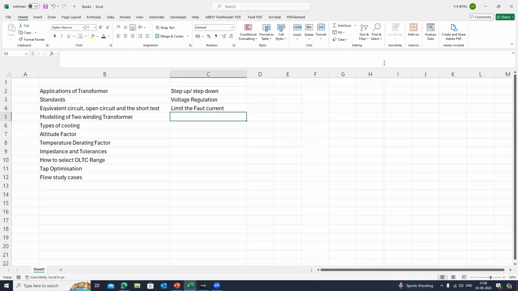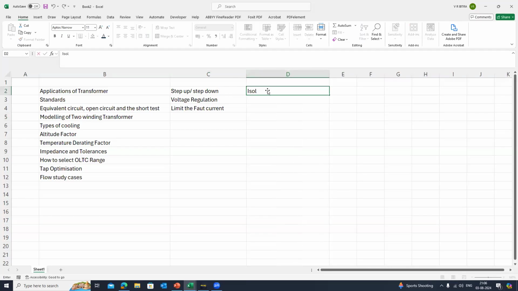Okay, fine. So, first one is to step up or step down the voltage. That is the main purpose of the transformer. That means the transformer will transfer the power from one voltage level to another voltage. It also helps in isolation, meaning isolation transformers, right? So it provides the electrical isolation also.